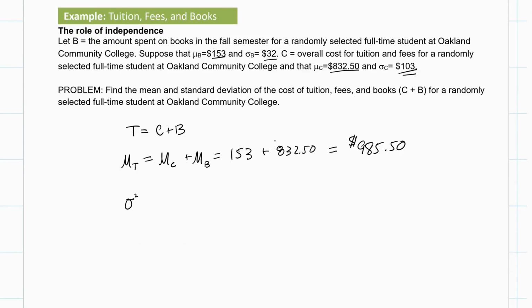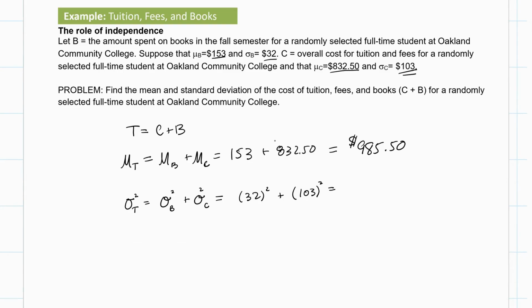Let's look at the variance of T. Remember, we can't add the standard deviations directly, but we can add the two variances up. I have these backwards. This is books, and this is cost. And so the standard deviation of books is 32. Let's square that to get a variance. And the standard deviation of cost is 103. Let's square that to get the variance.